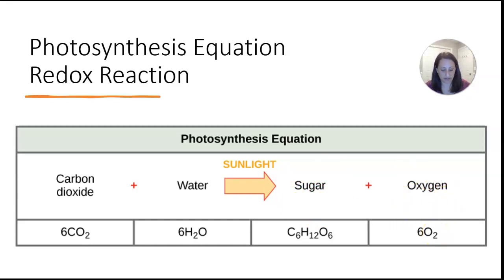This, just like cellular respiration, is a redox reaction. And so there is this reduction and oxidation. In this process, carbon dioxide gets reduced to form glucose, C6H12O6. So it gains electrons and protons. And then water is going to get oxidized. So it's going to lose electrons and hydrogens, and it's going to be oxidized to oxygen. So again, a redox reaction.